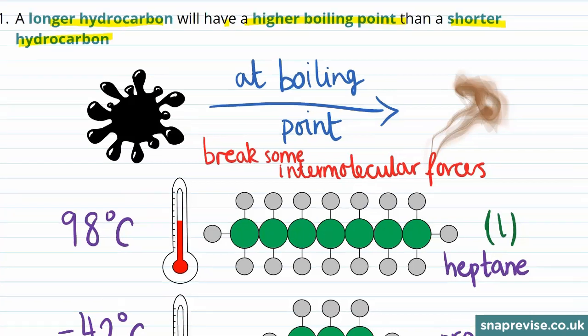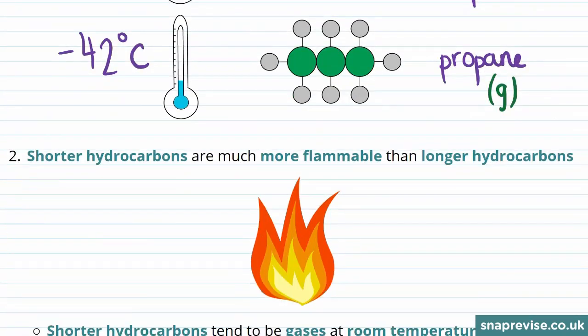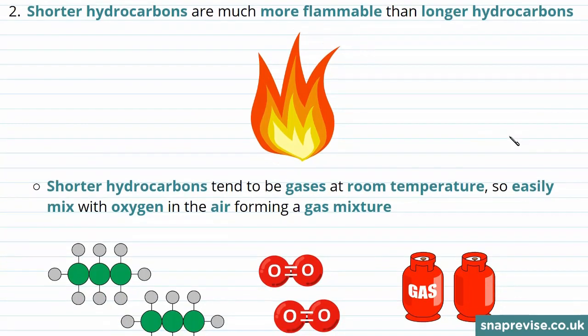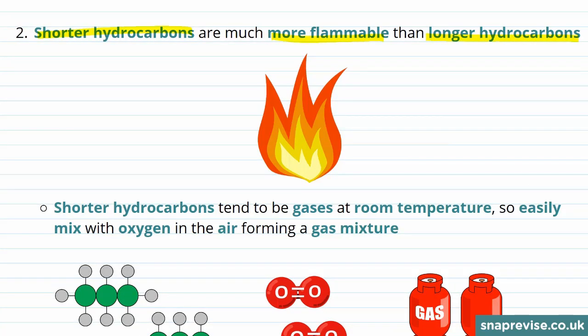temperature. The second property of hydrocarbons that is directly related to their chain length is how flammable they are. We generally see that shorter hydrocarbons are much more flammable than longer hydrocarbons. As we've just seen, shorter hydrocarbons will have lower boiling point.